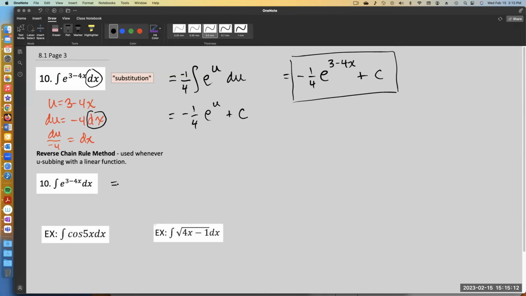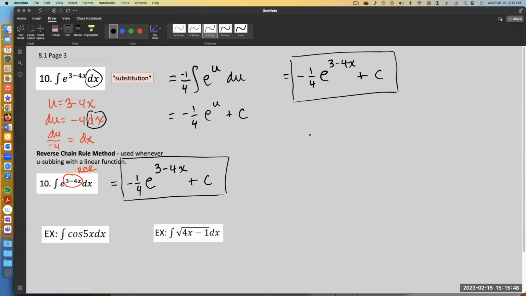And if we did it with RCR, let's notice how much faster it is. We would say the integral of an exponential is itself. But then because we have this linear exponent, we're going to use RCR. So we're going to divide by the derivative of the exponent. And we're done. That's it. So doing RCR is a massive time saver. We saved 1, 2, 3, 4, 5 steps.